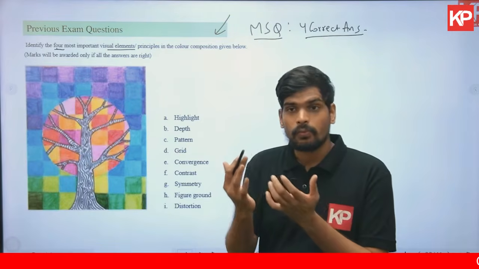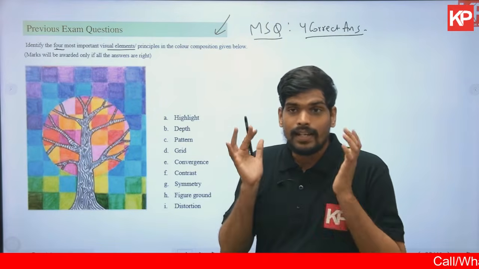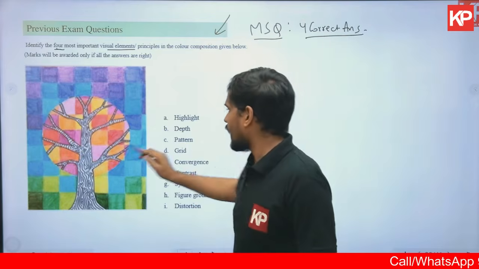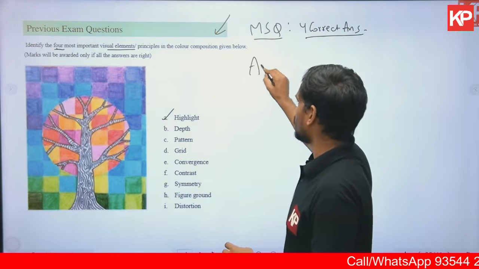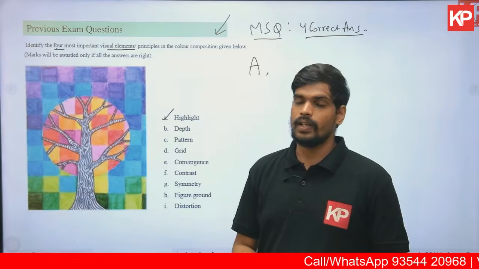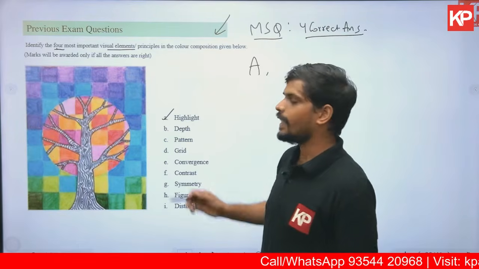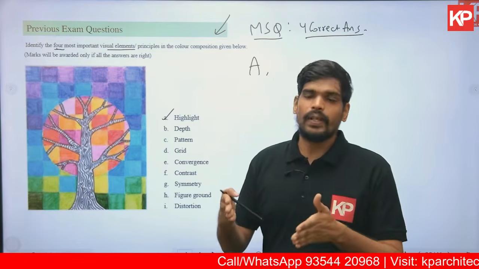Right? So we can use warm and cool colors to create that contrast and highlight something. So this part is being highlighted. Yes, there is highlight in this composition, so A is the correct visual element in this composition. Second, depth. Is there a sense of visual depth here?